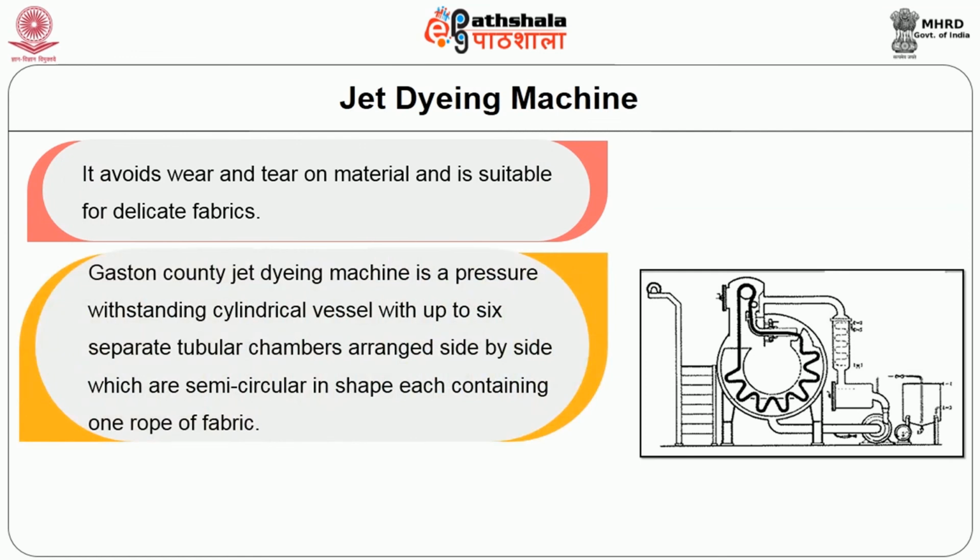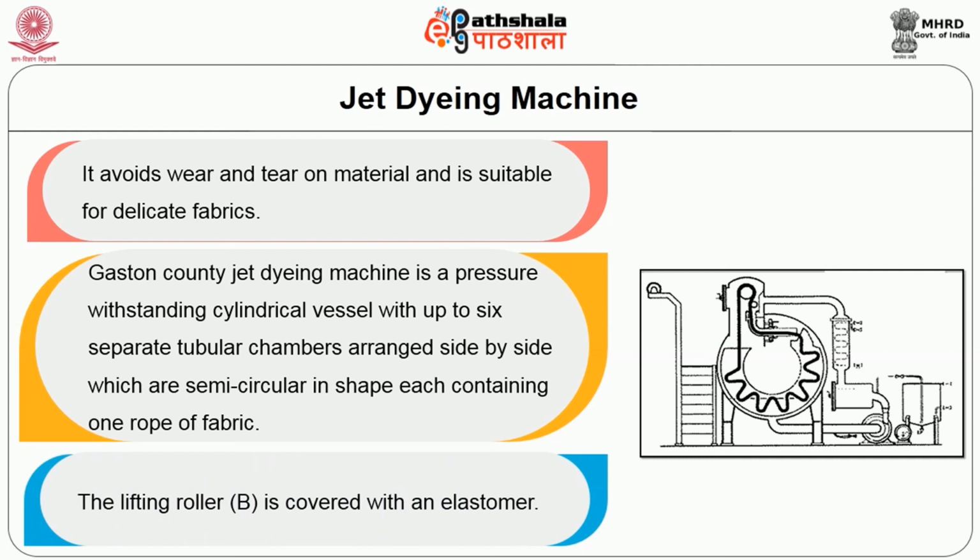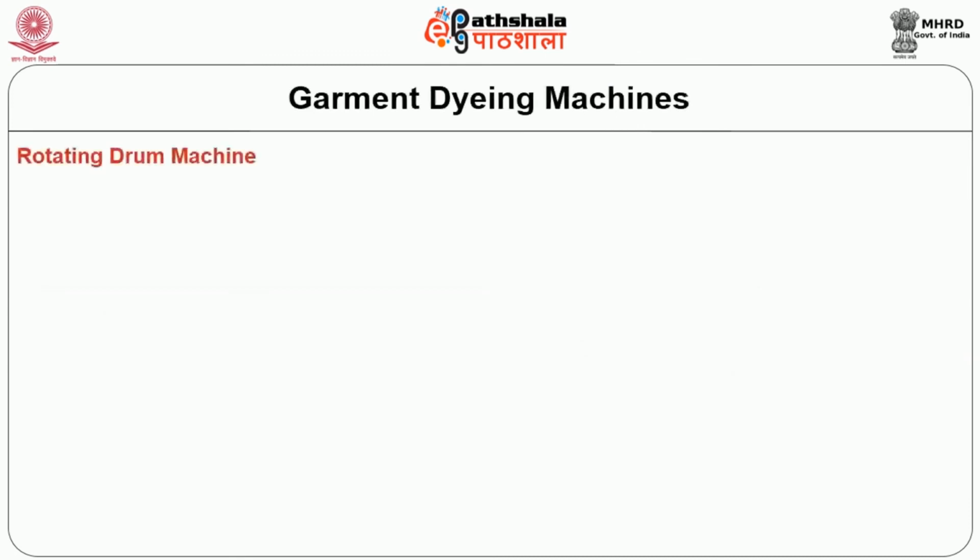The Gaston County jet dyeing machine is a pressure withstanding cylindrical vessel with up to 6 separate tubular chambers arranged side by side, which are semicircular in shape, each containing one rope of fabric. The lifting roller B is covered with an elastomer so that the fabric will not be damaged. Let's look into the garment dyeing machine. In that, the first is the rotating drum machine.